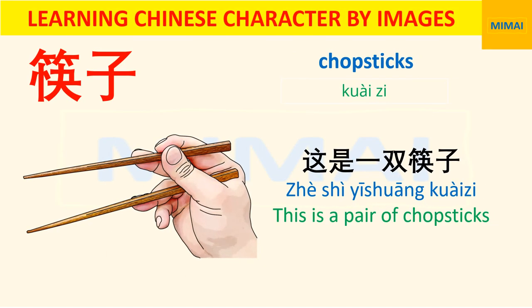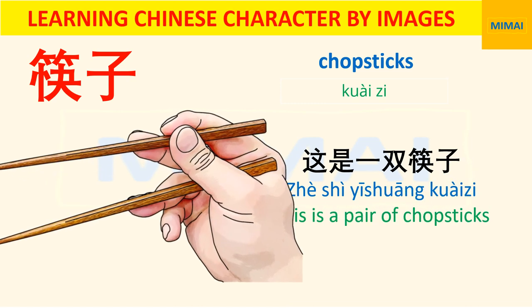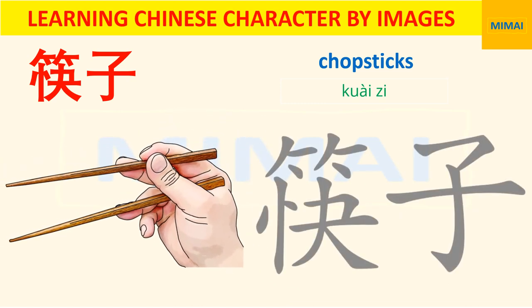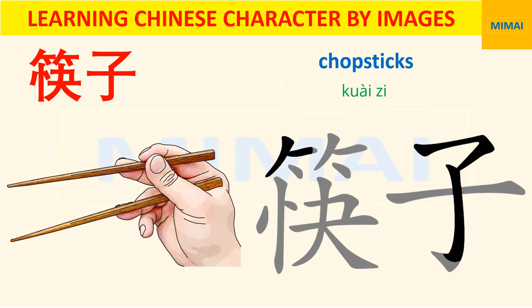Here is an example for this word. This is a pair of chopsticks. 这是一双筷子. To remember this word, listen and write after that.